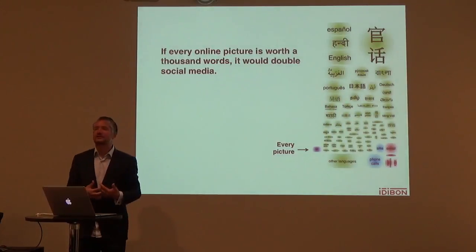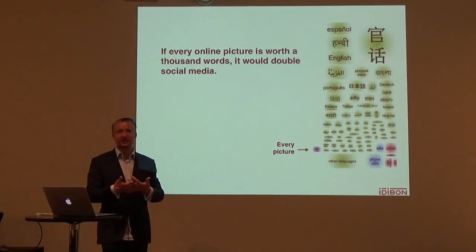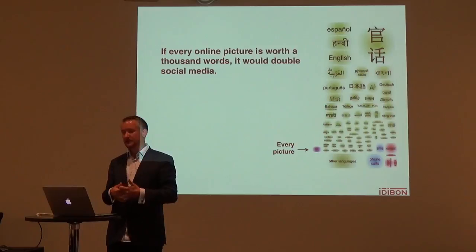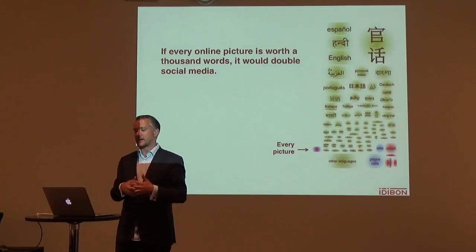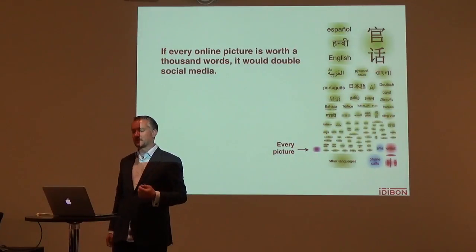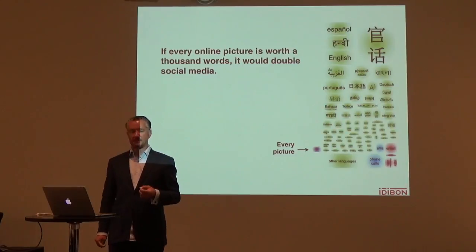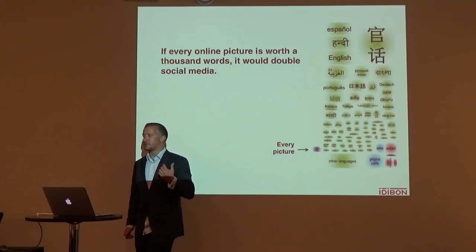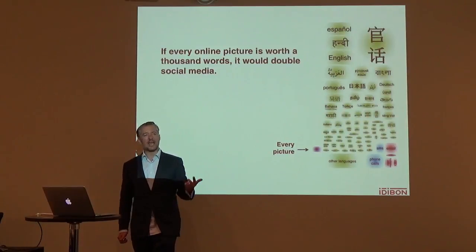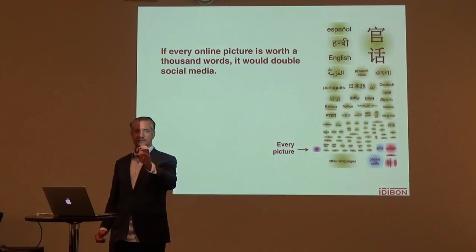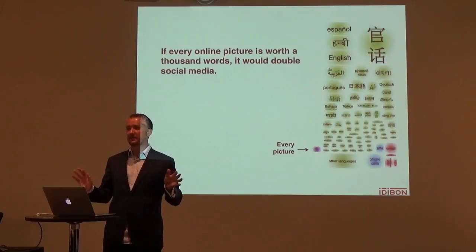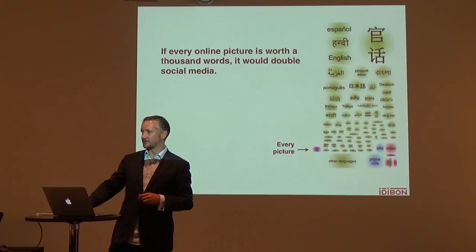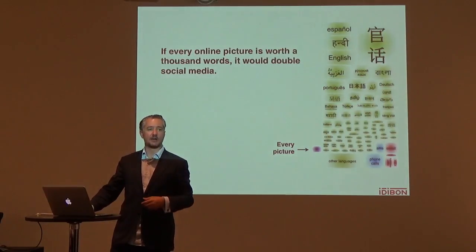To get an idea of what this looks like in terms of what people are currently sharing on Instagram, if you took the adage that every online picture is worth 1,000 words, the scale would only be about double social media. So for all the pictures that we're taking of our food and our cats, it actually is still a relatively small amount of data by this metric compared to the amount we're actually typing.